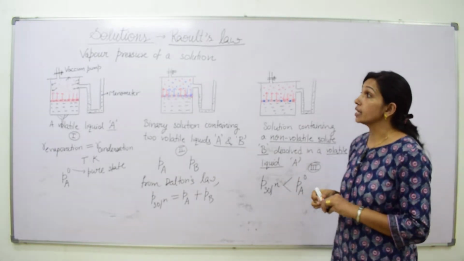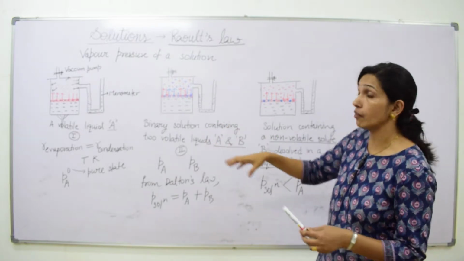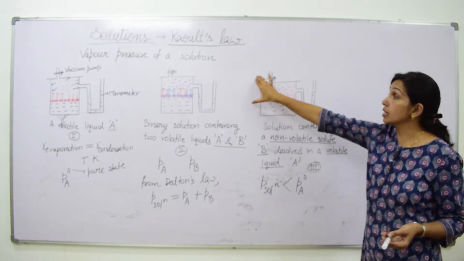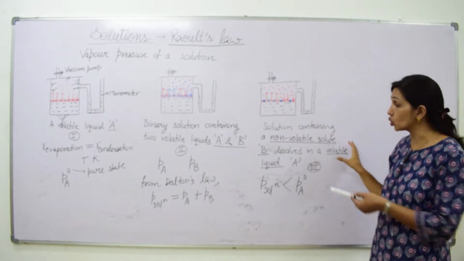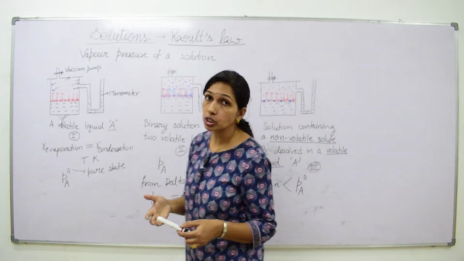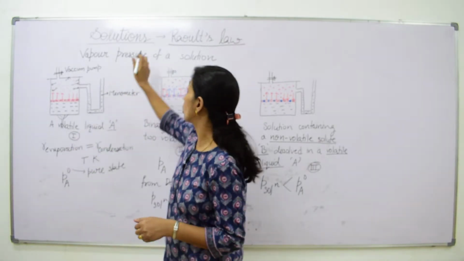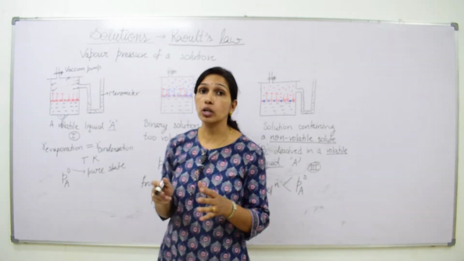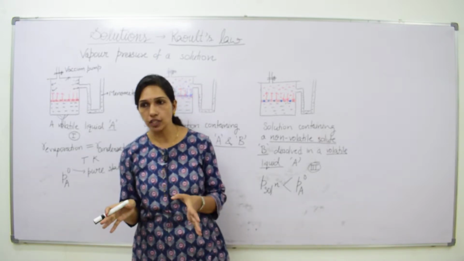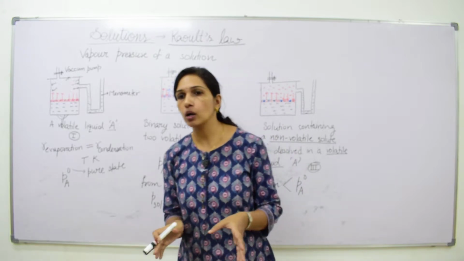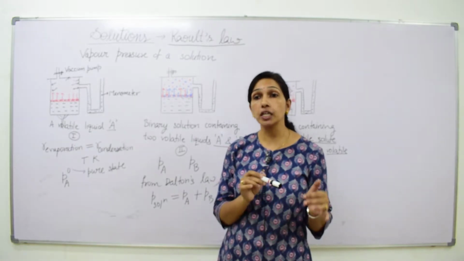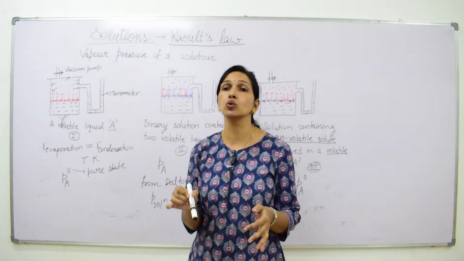Raoult studied the vapor pressure of solutions having two or more volatile liquids, and he also studied the vapor pressure of solutions containing non-volatile solutes dissolved in volatile liquids, and he proposed a law named Raoult's law. According to Raoult's law, for a solution of two or more volatile liquids, the vapor pressure of each component is directly proportional to its mole fraction.